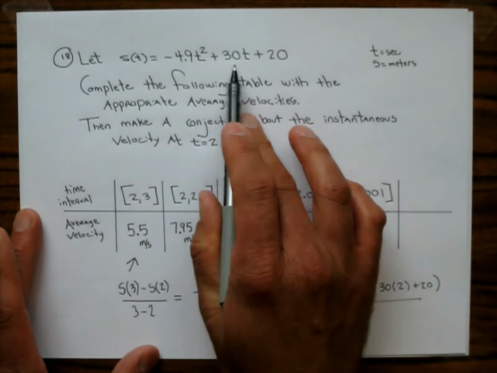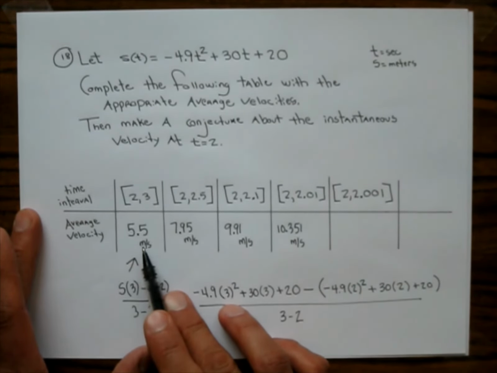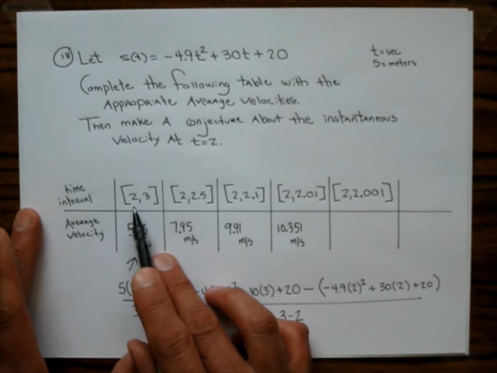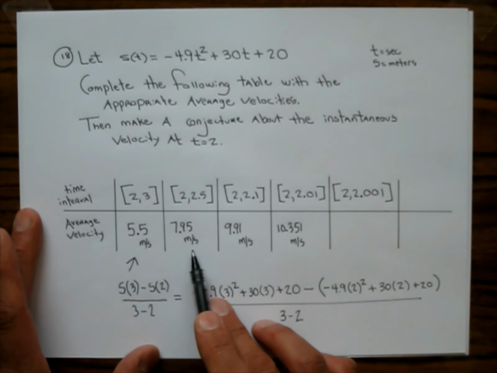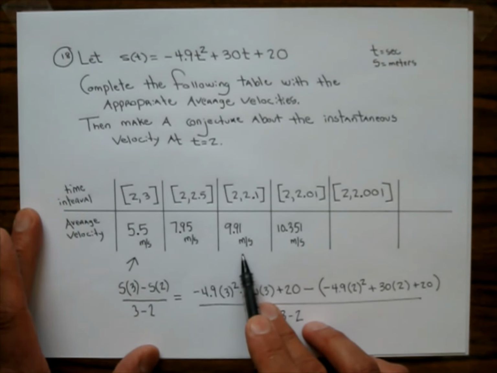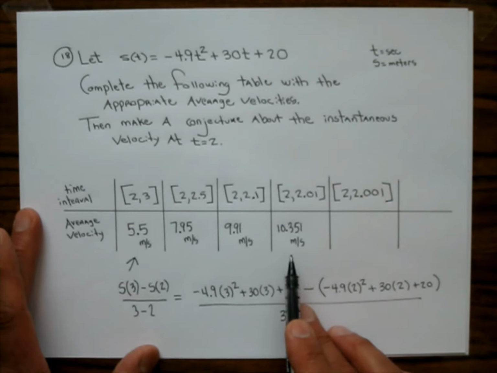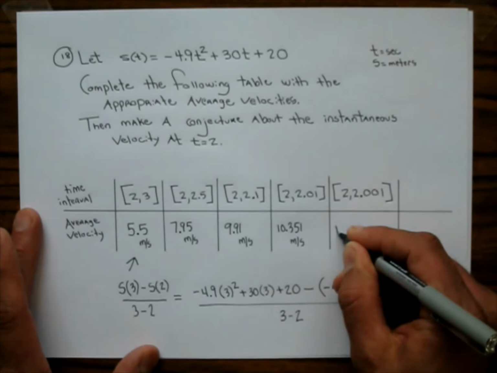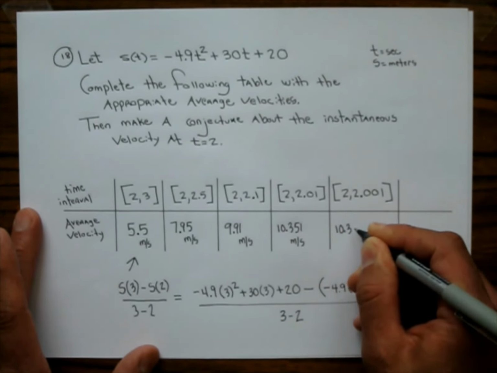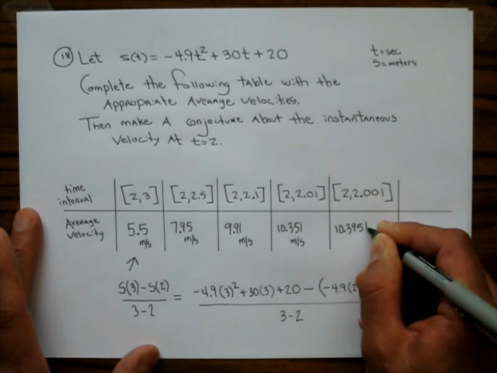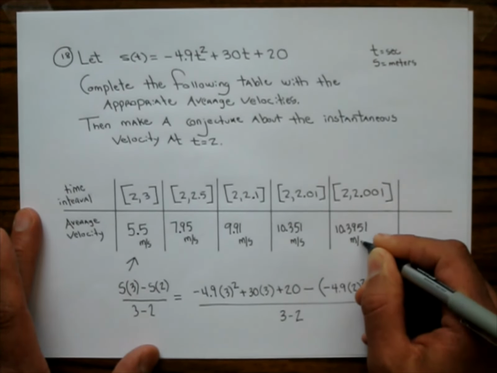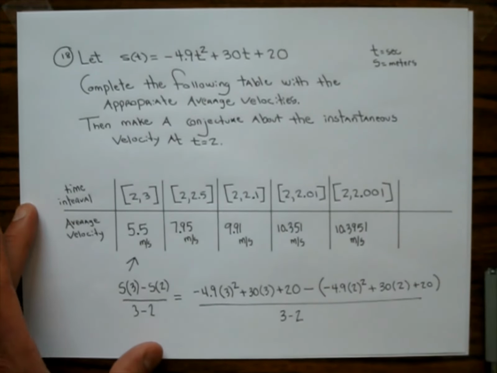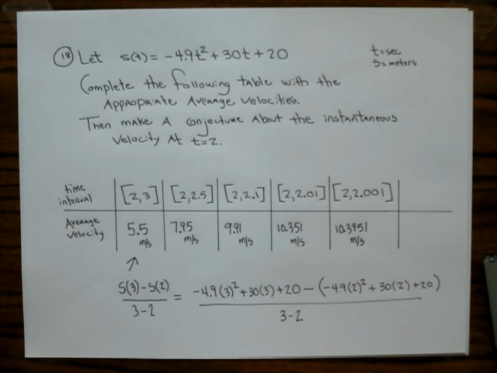And you know what these are actually describing physically? If you graph this thing, this would describe the slope of the secant line that connects time equals 2 with time equals 3, and then here's the slope of another secant line and the slope of another secant line, and they're supposed to be converging or getting closer and closer to something that we're going to make a guess at. So I did this one on the calculator. I got 10.3951 meters per second.